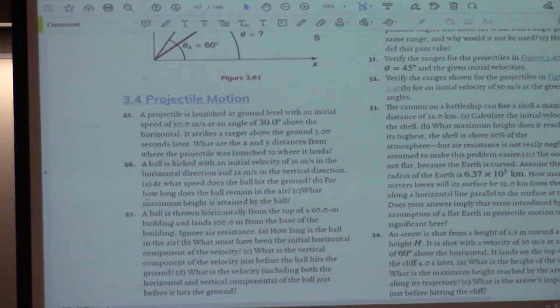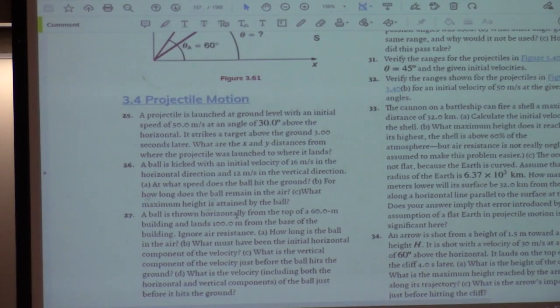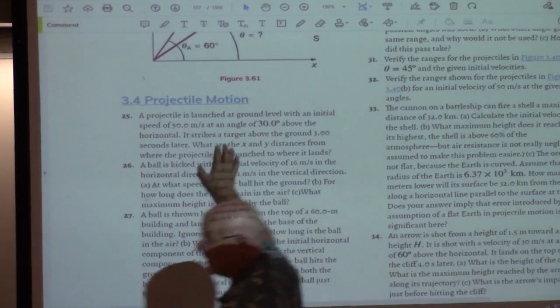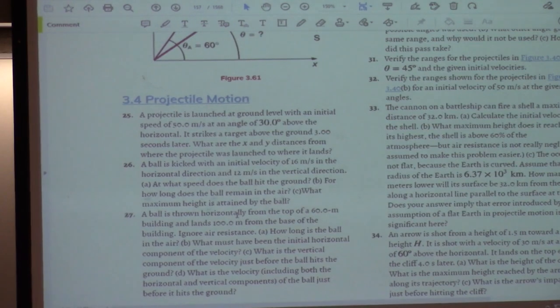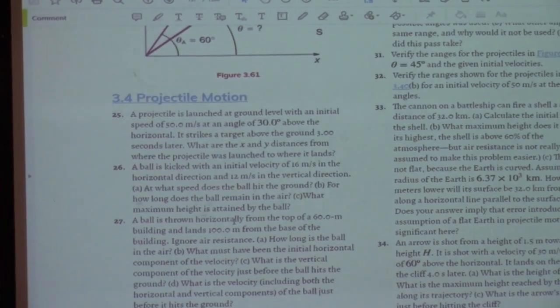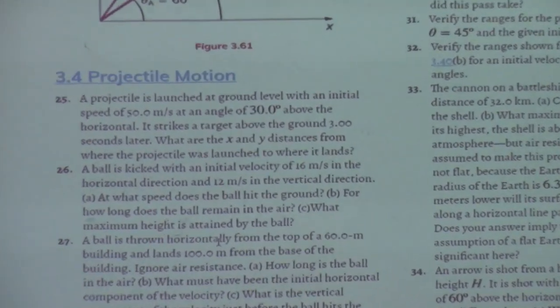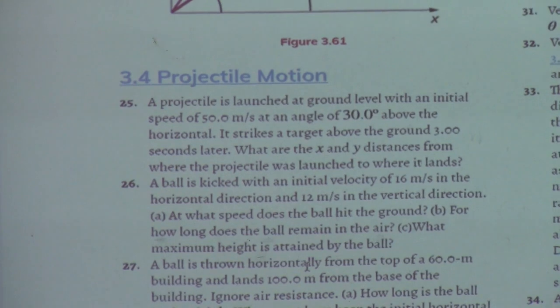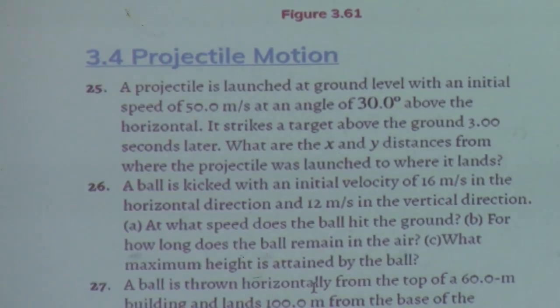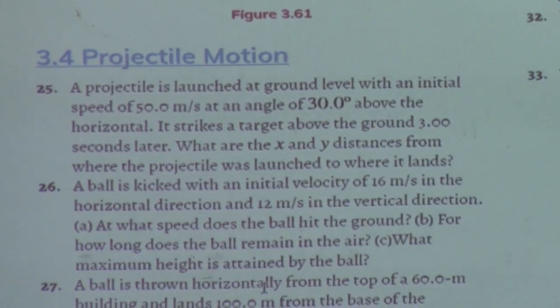All right, so I will come over here and say, let's look then at question number 25, which says projectile motion. A projectile is launched from ground level with an initial speed of 50 meters per second at an angle of 30 degrees above the horizontal.